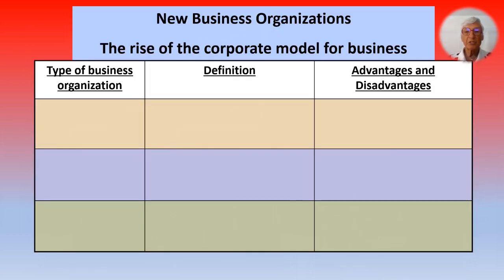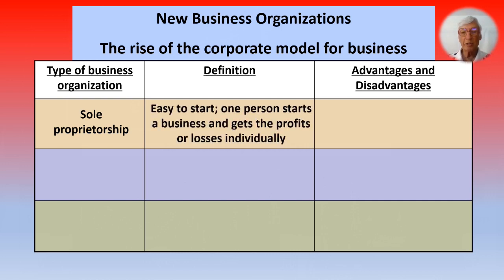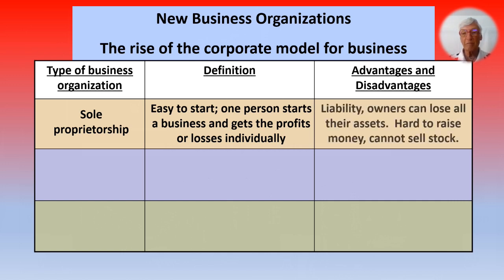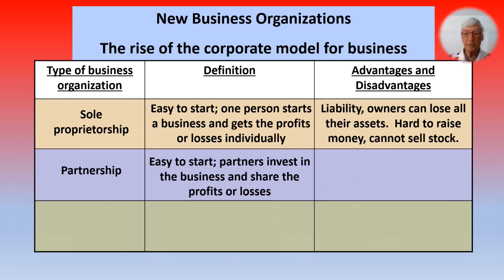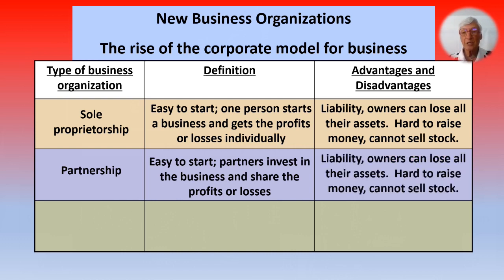New business organizations emerged during this time, and this was the rise of the corporate model for business. It was something new. There had always been sole proprietorships. These were easy to start. One person starting them gets the profits or losses individually. Liability of the owners, they could lose all their assets. It's hard to raise money, and they can't sell stock. Then there are partnerships. Easy to start. The partners invest in the business and share the profits or losses. Again, there's liability. The owners can lose all their assets. It's hard to raise money, and they can't sell stock.